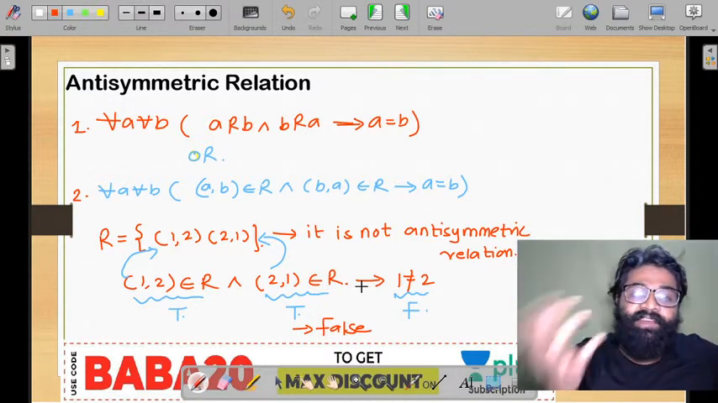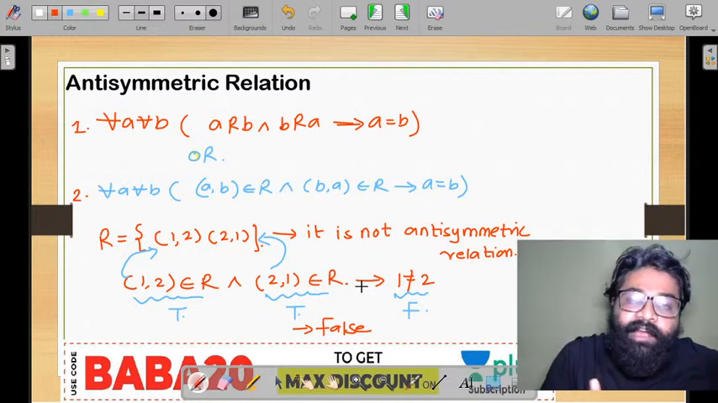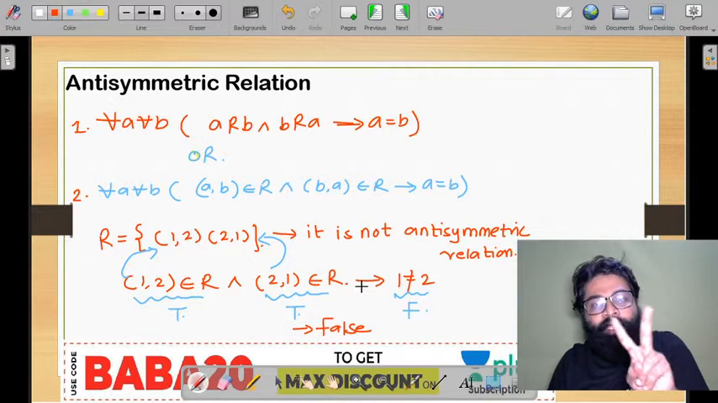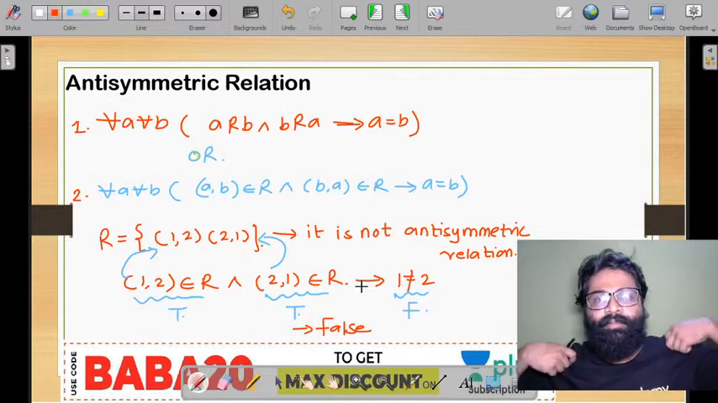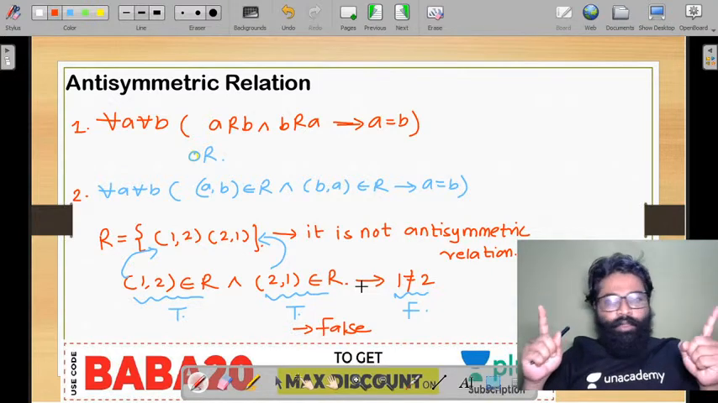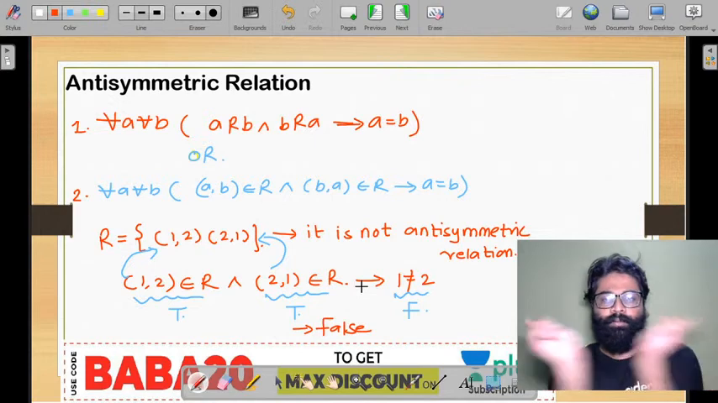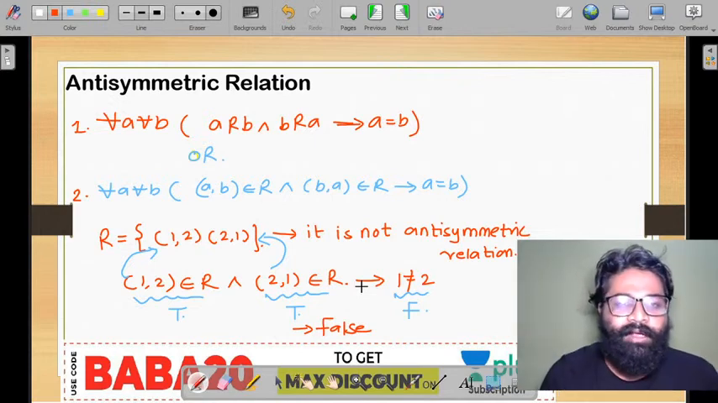So what is it trying to say? Anti-symmetric is trying to say that it never allows the flipping. What is the meaning of flipping? 1 2, 2 1. That Akshay Kumar dialogue, right? Like this, 1 2, 2 1. So it never allows the flipping of 1 2 like this.